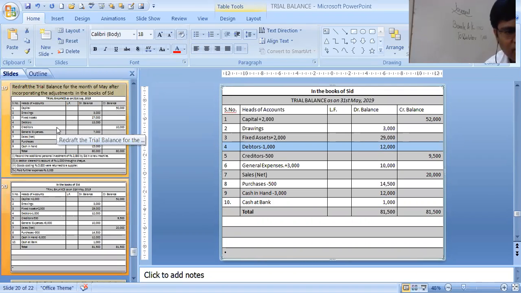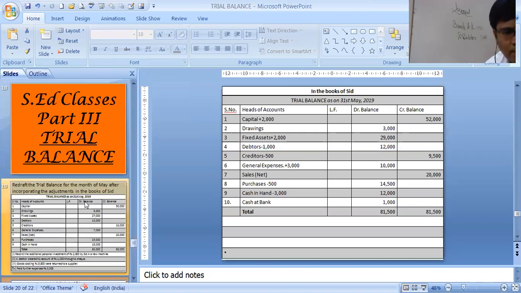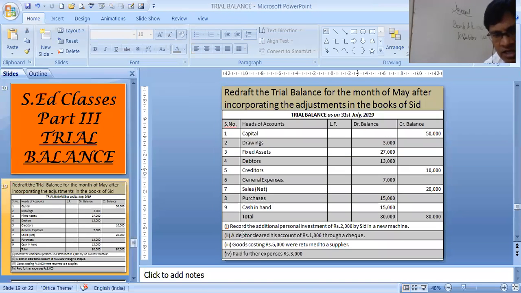Now let's see the next part of the sum. Debtor was 13,000, now it became 12,000. Goods costing 5,000 were returned to a supplier. Now, when we are returning the goods to a supplier, that means my purchase return will happen. I am returning the goods, it's a purchase return. And to whom I am returning the goods, obviously no name is mentioned, so creditor. Creditor is the supplier from whom I have got the goods. So creditor account debit to purchase return.